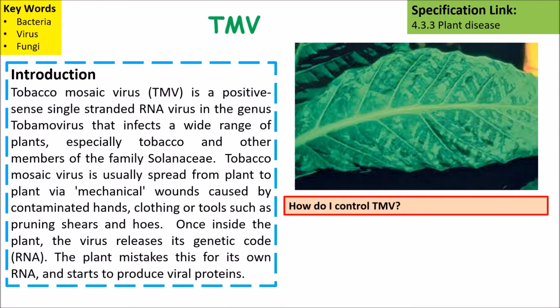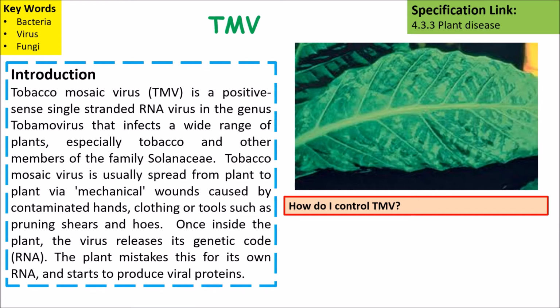The next disease that we want to look at is tobacco mosaic virus. Tobacco mosaic virus is a single-stranded RNA virus that infects a wide range of plants, but especially tobacco. It was in tobacco where it was first seen. It is usually spread from plant to plant via mechanical wounds caused by contaminated hands, clothing or tools such as shears or hoes. Once inside the plant, the virus releases its genetic code, the RNA. The plant mistakes this for its own RNA and starts to replicate the virus.